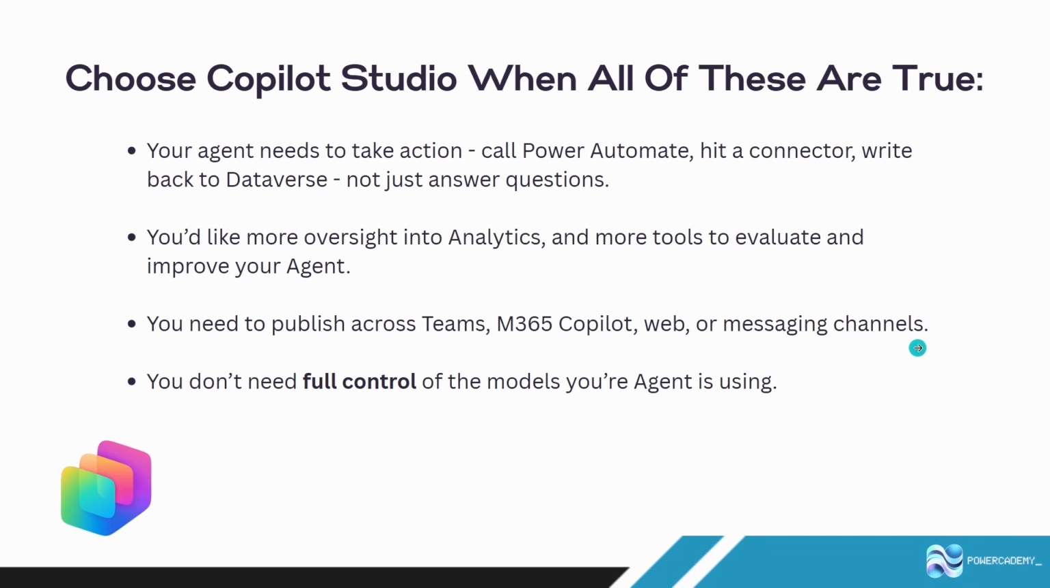Then Copilot Studio. So choose Copilot Studio when all of these are true. If your agent needs to take action, so for example, call Power Automate or hit a connector or write back to Dataverse, right? If you're not just trying to answer questions, Copilot Studio is really, really good at that. If you'd like more oversight into analytics and more tools to evaluate and improve your agent, Copilot Studio has continuous investment going into this area. If you need to publish across Teams or M365 Copilot or web or different messaging channels like WhatsApp, Copilot Studio has that capability available as well. And if you don't need full control of the models your agent is using, Copilot Studio is the right call.